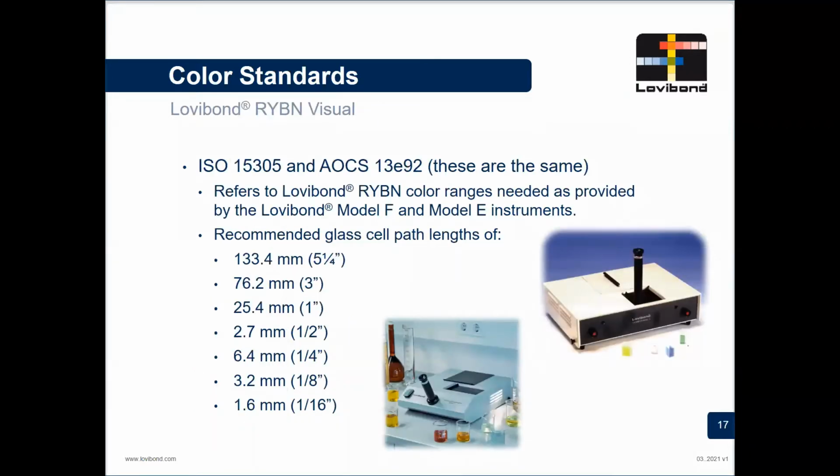So let's look at some of these in a little bit more detail. So if we're looking at the 15305, which is the Lovibond RYBN color, there are references to recommended instruments. So there's the Lovibond Model F and the Lovibond Model E instruments, which are shown in the pictures there. Now, there are also recommendations on different cell path lengths for your measurement cell. So I've listed them here. So you range from 1/16 of an inch right up to 5 1/4 inch. So 133 millimeters down to 1.6 millimeters. Now you're going to be adjusting your path length depending on what your color measurement is.